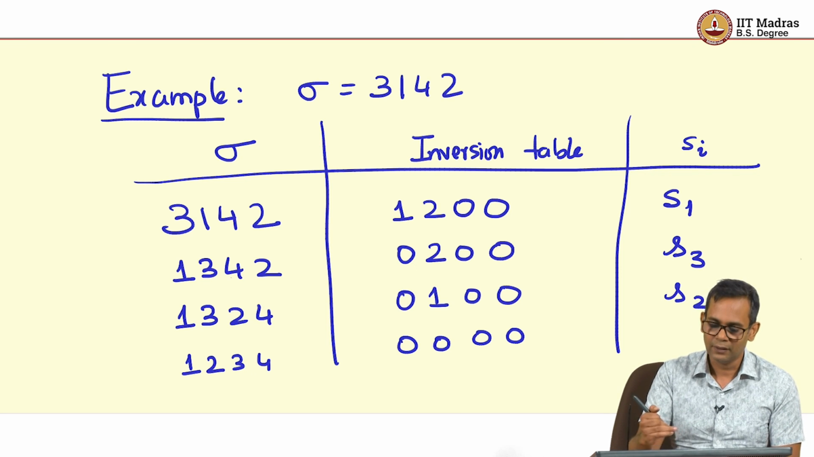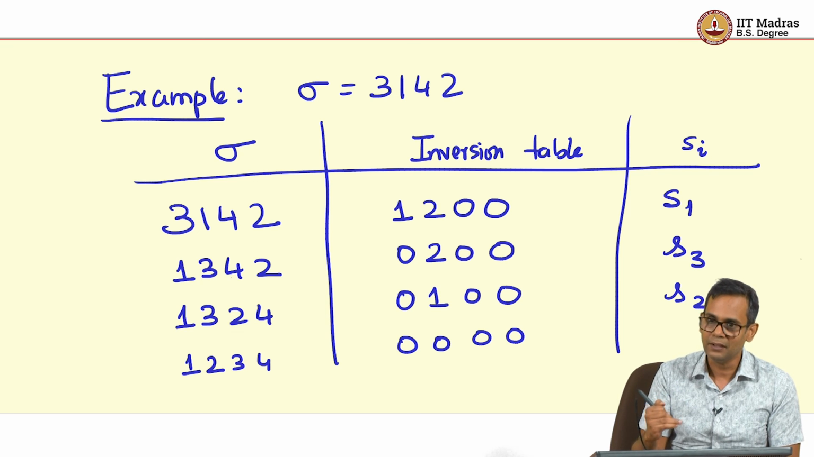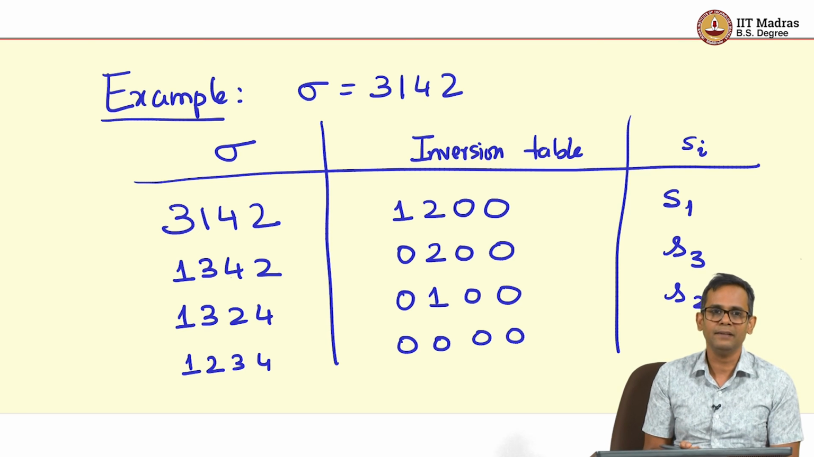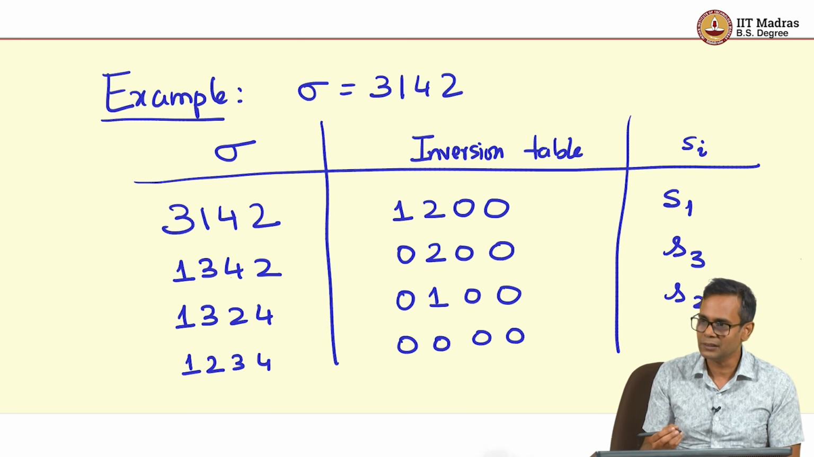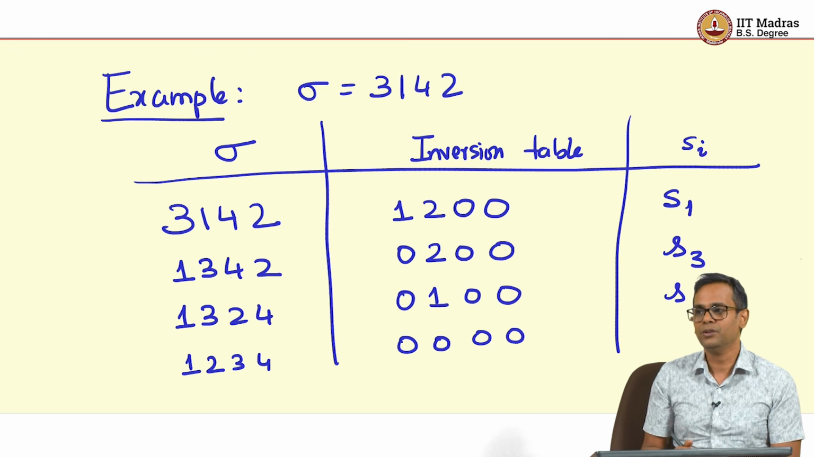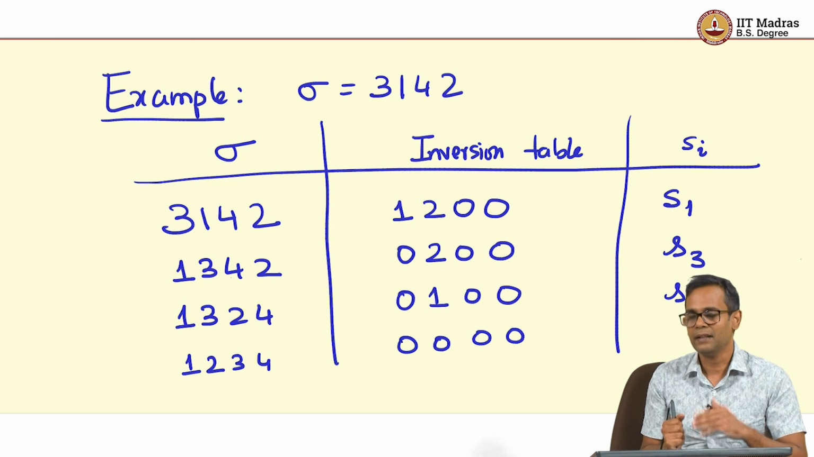At some point, namely after exactly k steps, where k is the number of inversions of sigma, you would have reduced the inversion table to 0 0 0 0, which means that you would have obtained the identity permutation 1 2 3 4. Okay. I am not going to bore you by going into all the details of the proof, but I would encourage you to try to fill in all the details yourself and try to write it down.